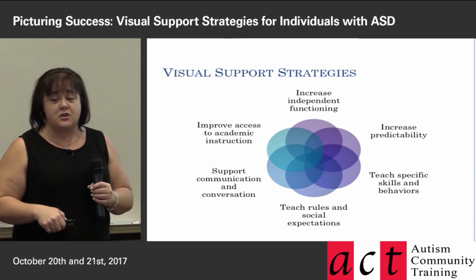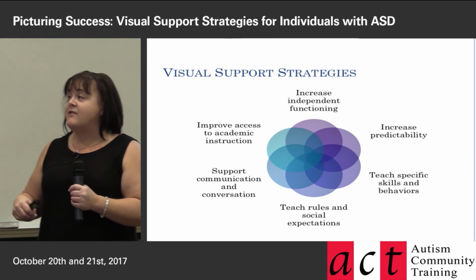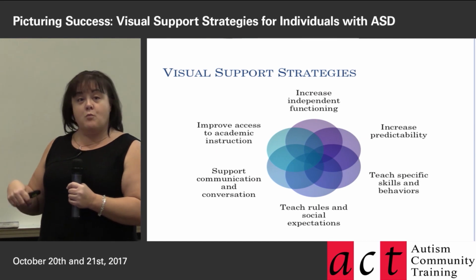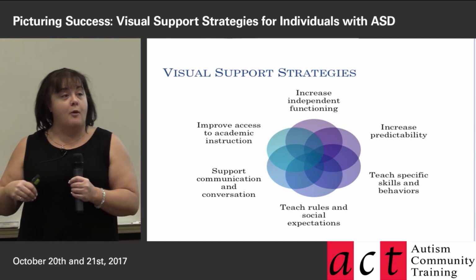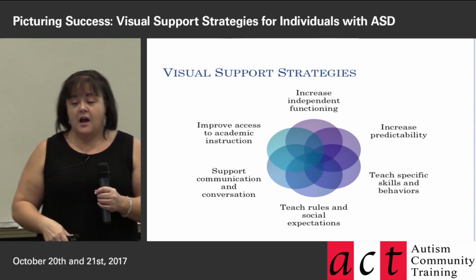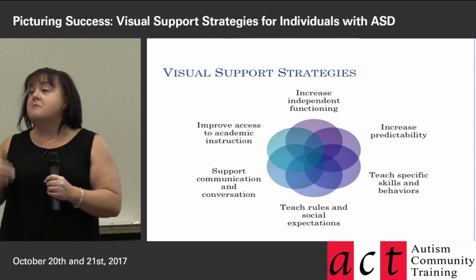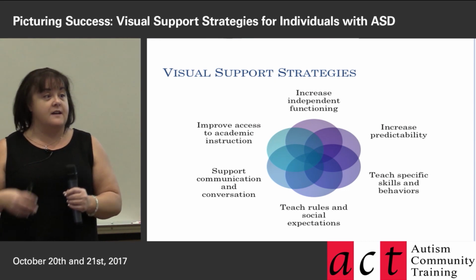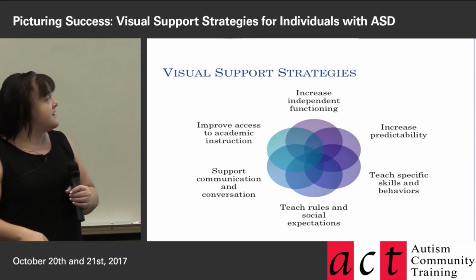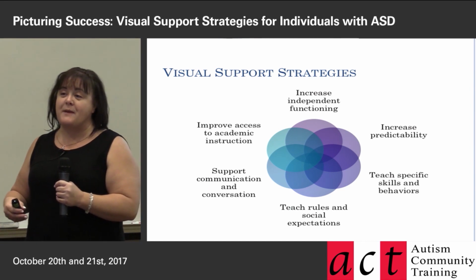So we can make the world more predictable, we can make life more predictable for individuals with autism by providing them information visually. We can use visuals to teach specific skills and behaviors. So we're going to talk today and tomorrow about different ways that visuals can help people learn specific skills, learn to do things, which sometimes is academic stuff, sometimes it relates back to independent functioning, life skills, job skills, those kinds of things. We can use visuals to teach rules and social expectations.